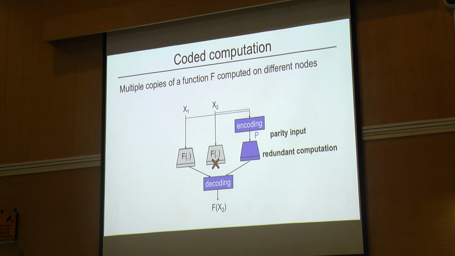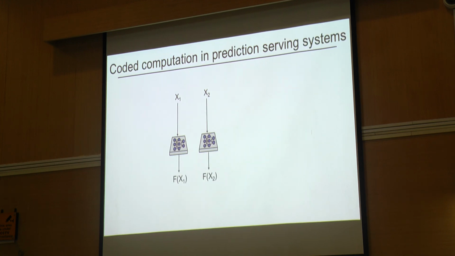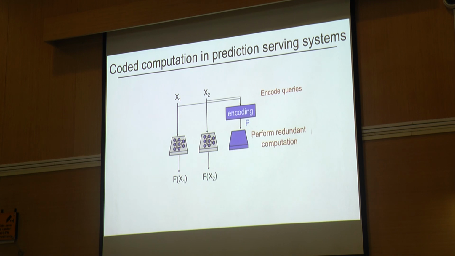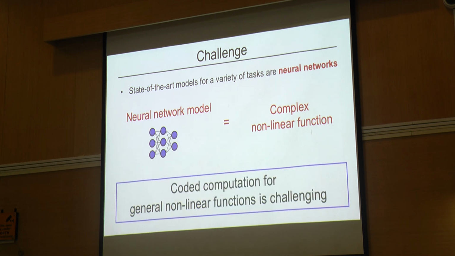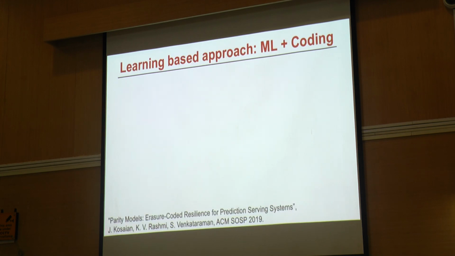Okay, so now in prediction serving systems, these F will be neural networks. And the key challenge is that neural networks are nonlinear, and for general nonlinear functions, we don't know how to handle them. So I'll leave it to a couple of slides to say how we were able to handle it. Basically, what we propose is a learning-based approach which combines machine learning and coding. We learn the various components of this coded computation framework.